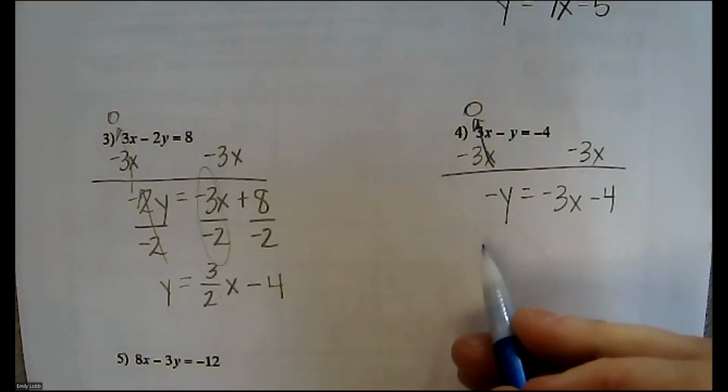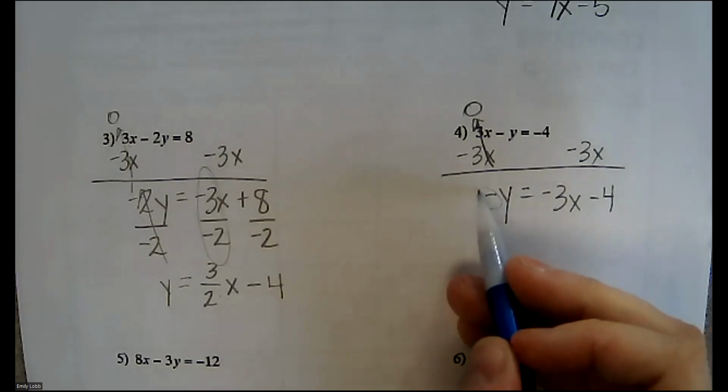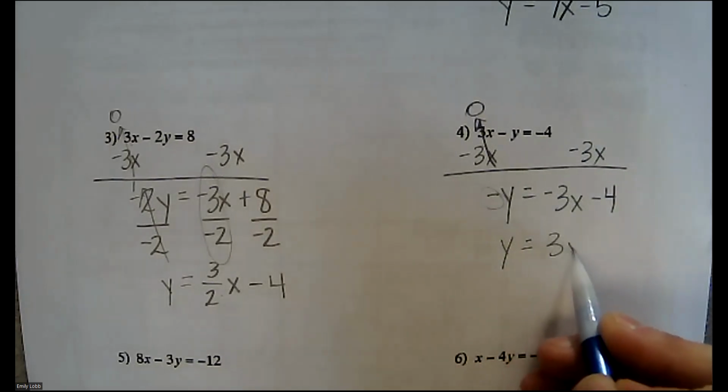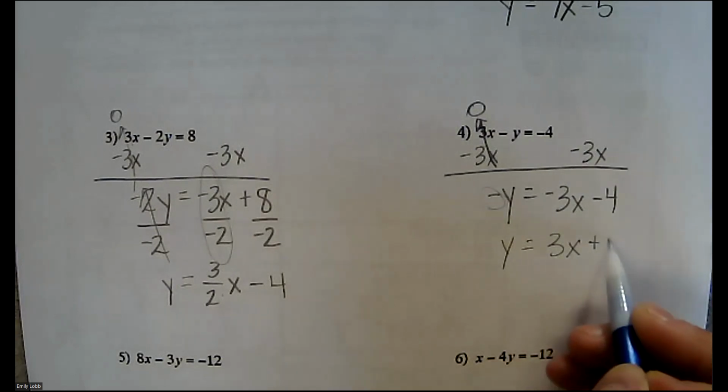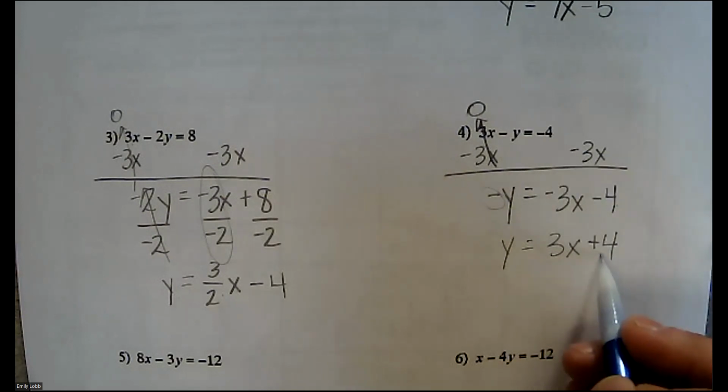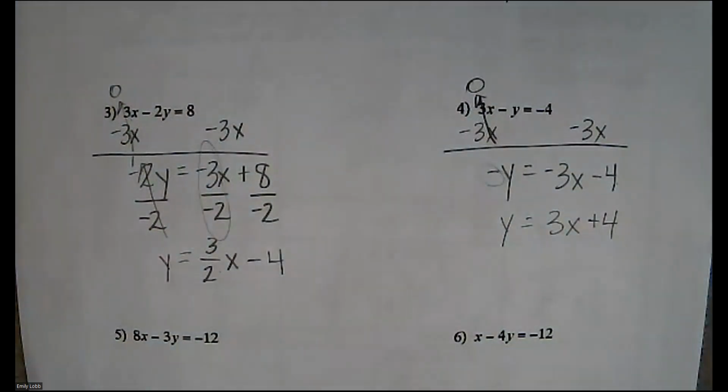Can I stop here? No, I need to take the opposite of everything. So I'm changing the sign of everything. Right? The opposite of negative 3, the opposite of negative 4. Fair? How did we do?